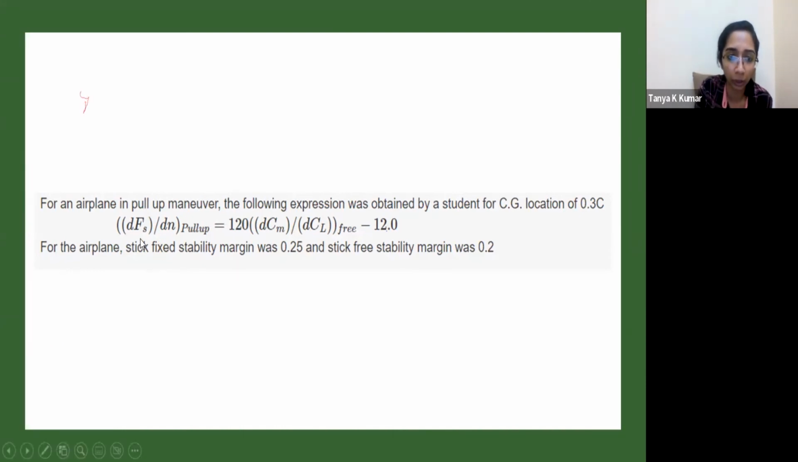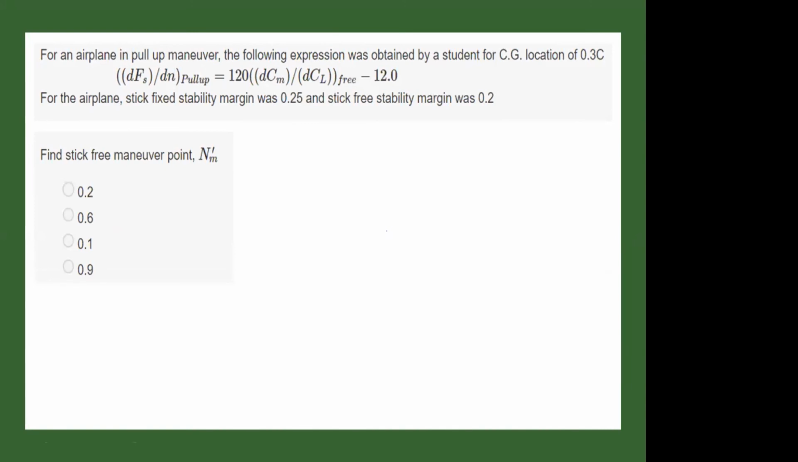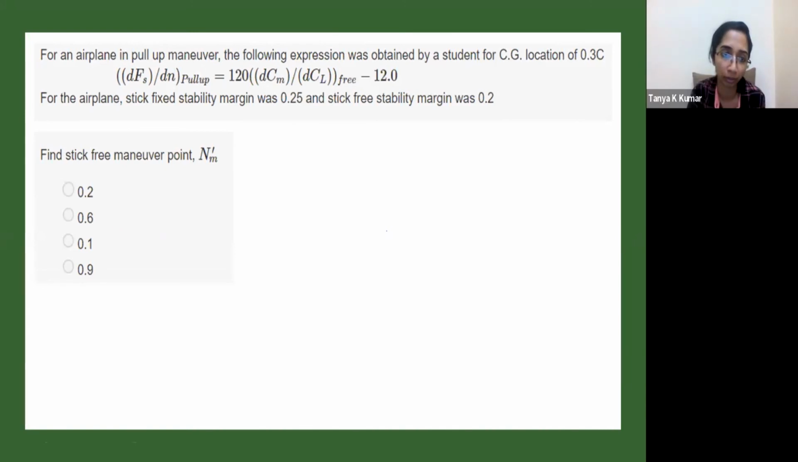Okay, so this is your equation that is given, dFS by dN for pull-up, and this is dCm by dCl, stick free case. This is the equation obtained by a student for the CG location, and stick free, stick fixed and stick free static stability are given to you. The first question is to find the stick free maneuver point. Nm dash is the stick free maneuver point. How do you find that?